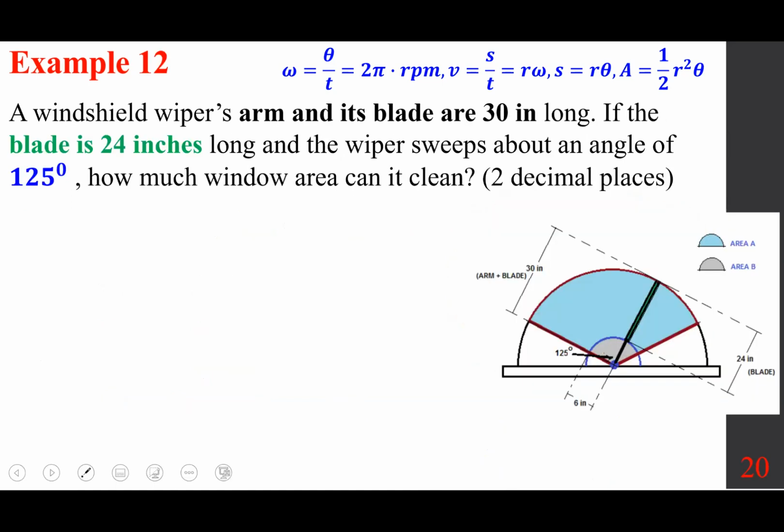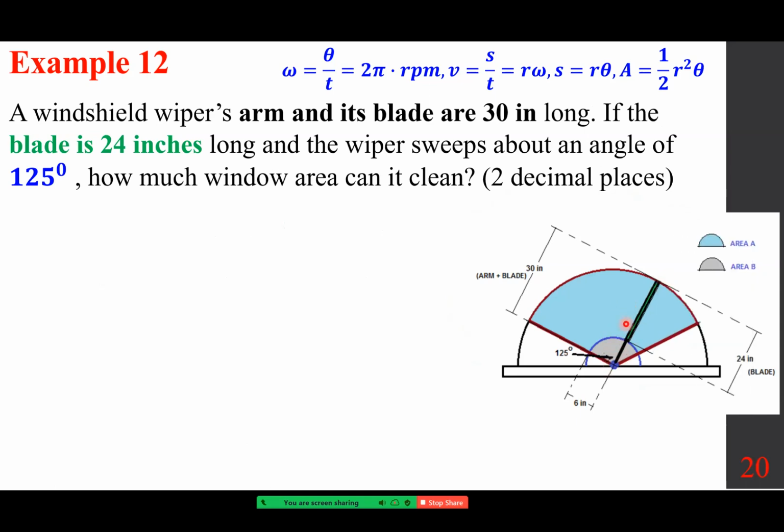A windshield wiper's arm and its blade are 30-inch long. If the blade is 24 inches long and the wiper sweeps about an angle of 125 degrees, how much window area can it clean? Again, 2 decimal places. Let's make sure we understand the question.